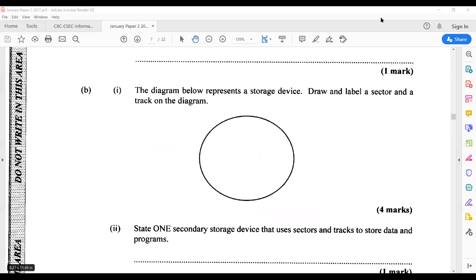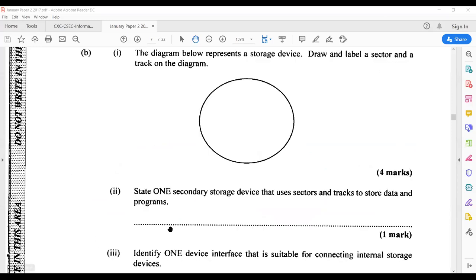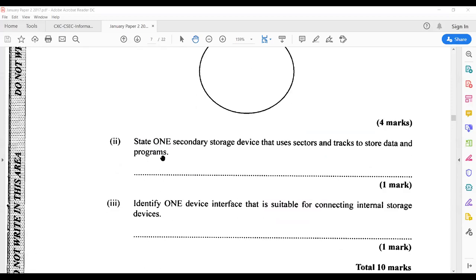I'm just gonna show the past paper again. All right. State one secondary storage device that uses sectors and tracks to store data and programs. So what is a device? What is a secondary storage device that uses sectors and tracks? So a CD. A CD is one.